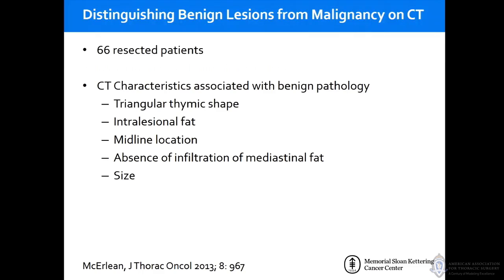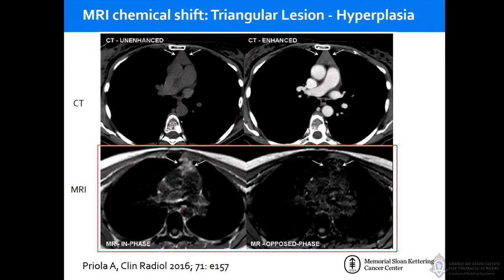And so if there's a possibility you think that there might be something benign, MRI actually can be helpful for sorting this out. This predominantly depends on the ability to look at the different chemical shift in MRI. So I want you to focus, the upper half is the CT scan and the bottom half is the corresponding MRI. So again, this patient has the classic triangular shaped thymus.